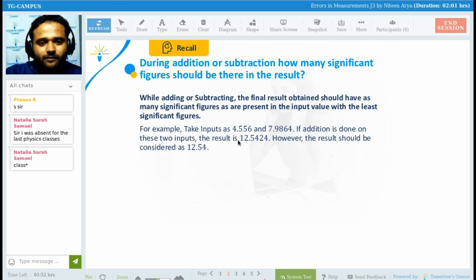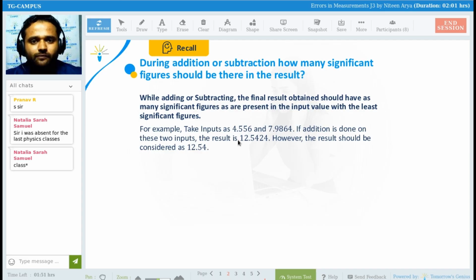So just a recall of what we did in the previous class. During addition or subtraction, how many significant figures should be there in the result? Significant figures, Sarah, you are absent. So significant figures are the non-zero numbers in any particular measurement.